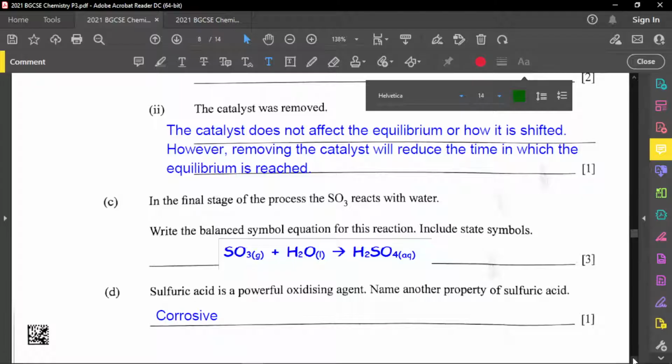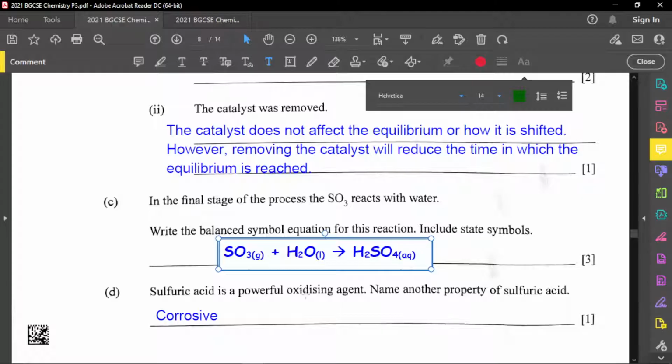So part C now is the final stage of the process, where sulfur trioxide reacts with water. Write a balanced symbol equation for this reaction, including state symbols. So if you have sulfur trioxide, which is a gas, it reacts with water, which is a liquid. Then what you get is sulfuric acid, which is an aqueous solution. And just to highlight it a little more so you could see it, it's right there.